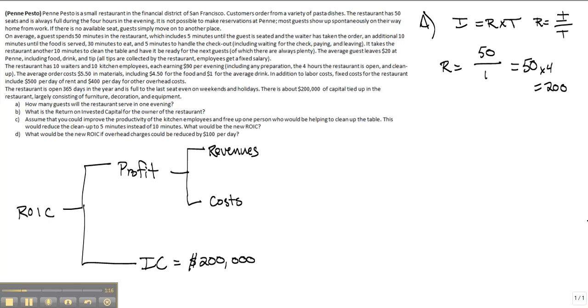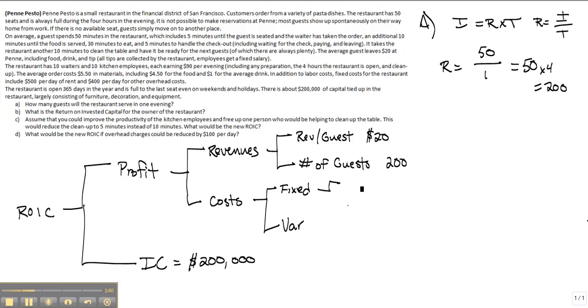Starting with the revenues, that's simply the revenue per guest, which has been given to us as $20, and the number of guests, which we've just solved for to be 200. Costs, there's fixed and variable.